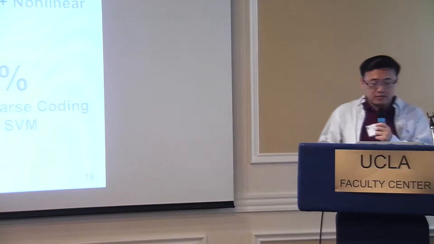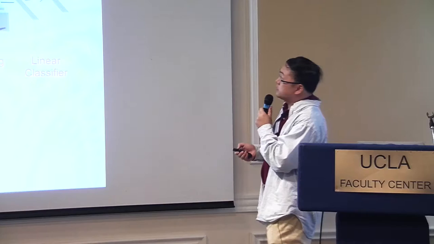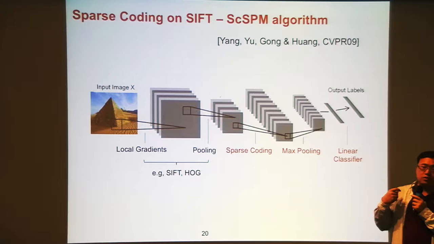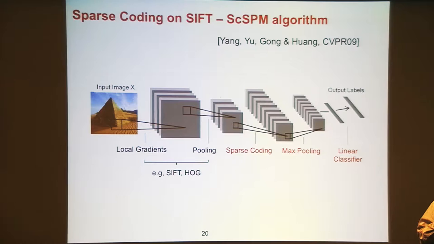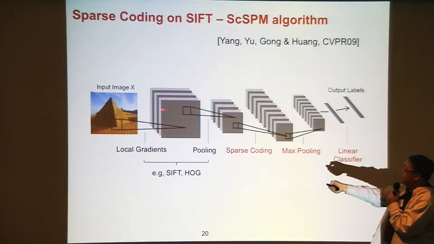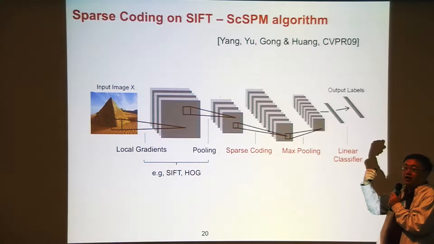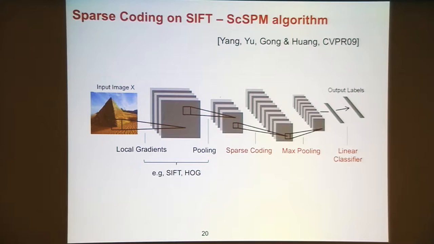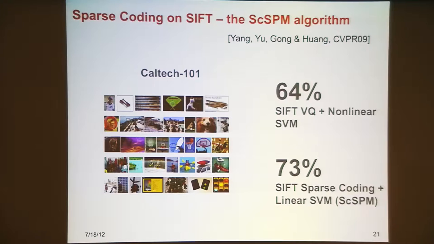And then in this work, we apply sparse coding not on the original pixel-level image patches, but on SIFT features. And suddenly you get a much better result. So the idea is that you build a deep model, but the first two layers are hand engineered to produce SIFT features. Then on top of the SIFT features, you replace the vector quantization coding by sparse coding and then do max pooling, followed in the end by just a simple linear classifier, not a nonlinear classifier. And then you can get a much better result.